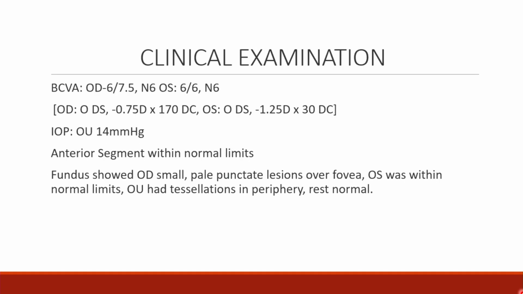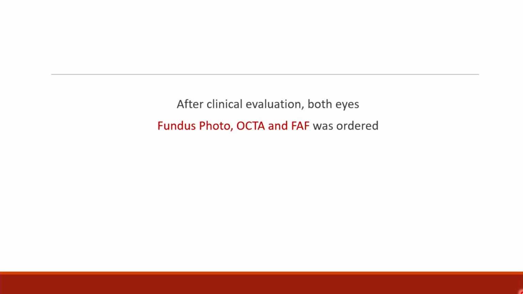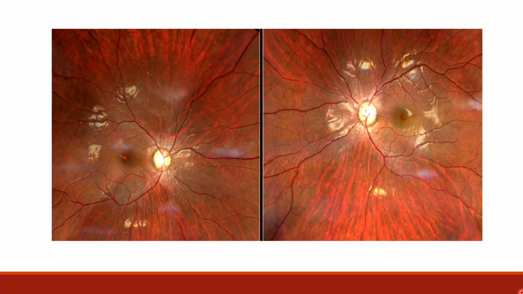in the past. On evaluating clinically, the best corrected visual acuity in the right eye was 6/7.5, near vision N6; left eye was 6/6 and near vision was N6. The IOP was 14 in both eyes, anterior segment was within normal limits, and the fundus showed, in the right eye, small, pale, punctate lesions over the fovea, and the left eye was within normal limits. Both eyes had tessellations in the periphery, and the rest of the periphery was within normal limits. After clinical evaluation, both eyes fundus photo, OCT-A and fundus autofluorescence were ordered.